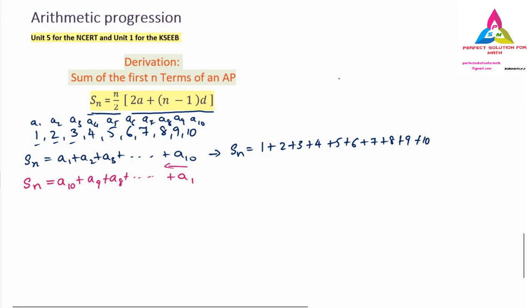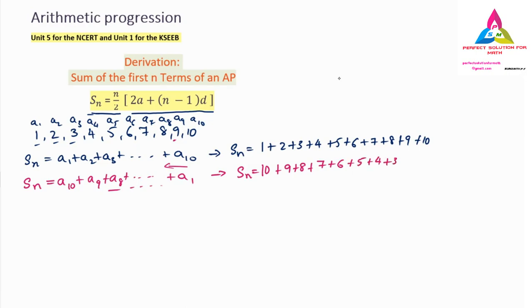Similarly, now coming for this. Sn is equal to a10. What is a10? a10 is 10 only. a9 is how much? 9. a8 is how much? 8. Similarly, you can see over here, the same thing I am writing: 7, then 6, 5, 4, 3, 2 and 1. So similarly I have written the numbers over here. This time here I have written the terms and here I have written the same numbers.